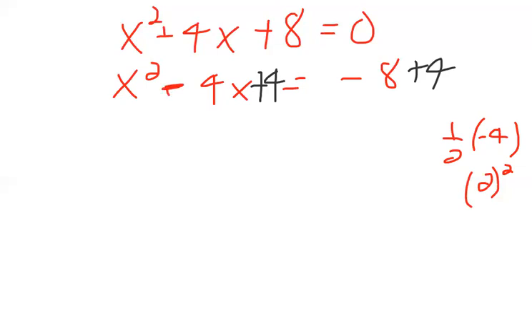So let's factor. So this becomes x minus 2 squared. Take half of -4, take an x from the x squared. -8 plus 4 is -4. Now we're gonna finish solving this out.